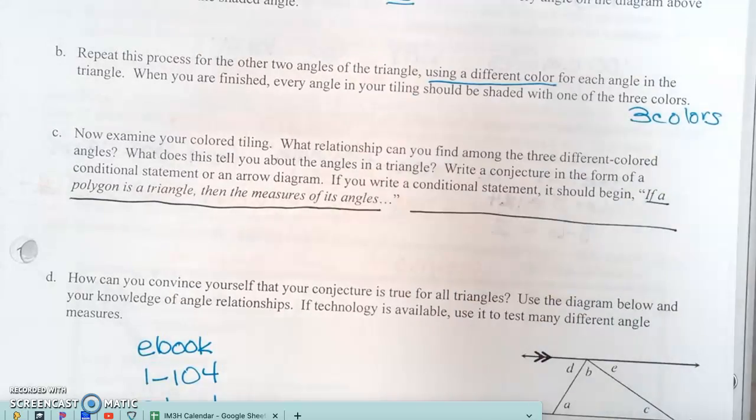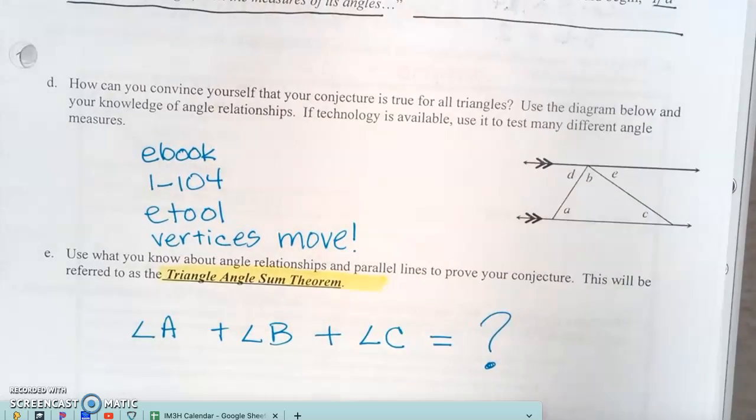Okay? That leads us to part D, which is the first E tool that I showed you. It says, how can you convince yourself that your conjecture is true for all triangles? Use the diagram below and your knowledge of angle relationships. If the technology is available, which it should be, you should be able to get into the ebook. You're going to go to question 104. You're going to click on the blue hyperlink for the E tool, and you can move those vertices just like I did, and you're going to see what happens with the sum.